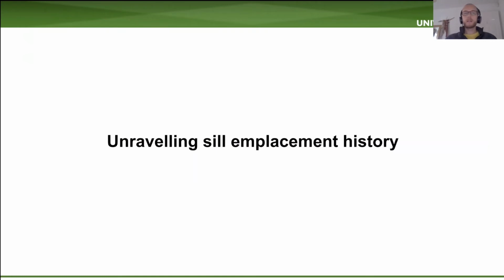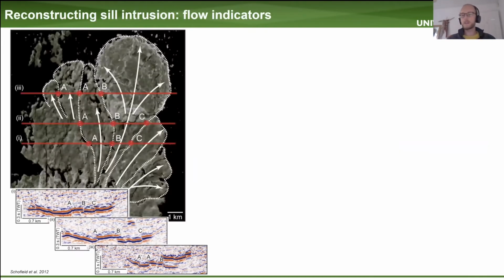So part of the talk was about unraveling sill emplacement history, and hopefully I've showed you so far that we can look at the geometry of sills, but in order to unravel its emplacement, we need to try and pick out some sort of temporal construction to the sills. And this comes to those lobes and those linear features that I was mentioning. So this is a seismic map of a sill in the Faroe-Shetland Basin.